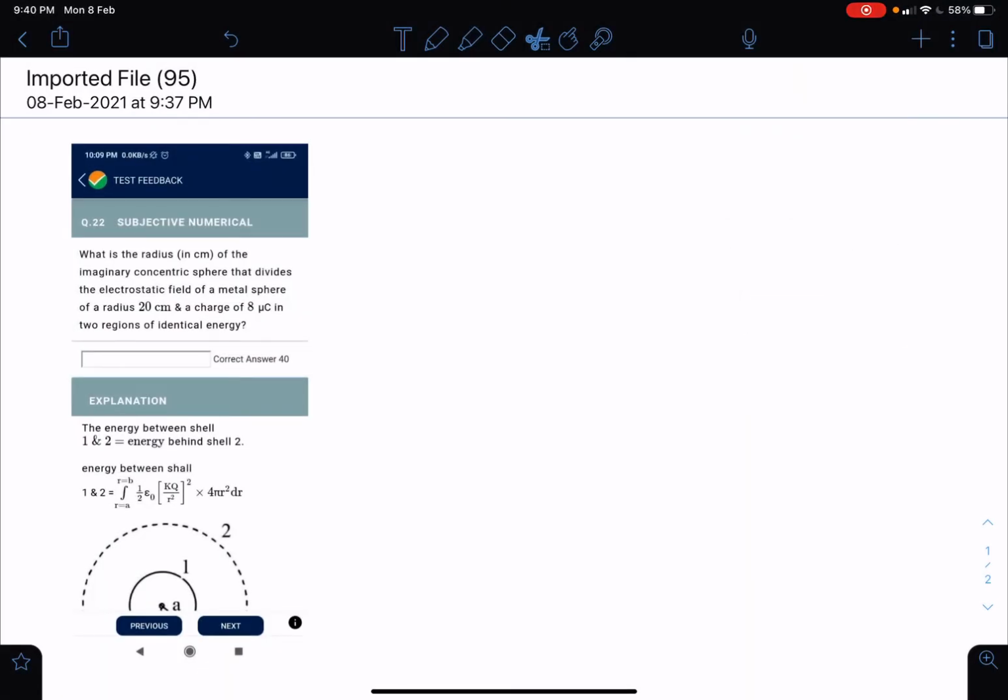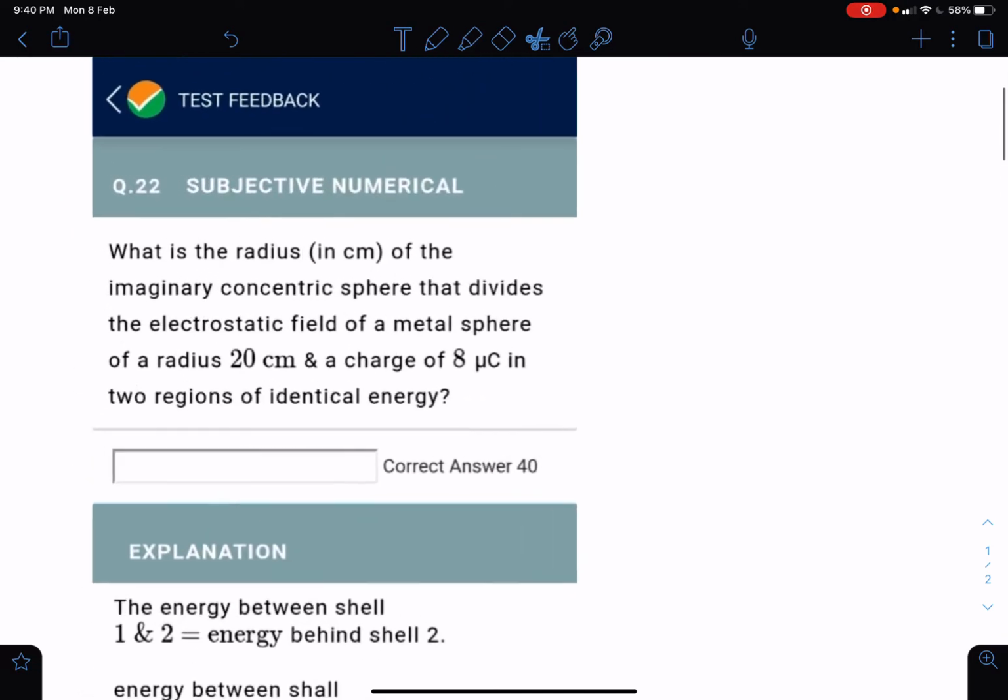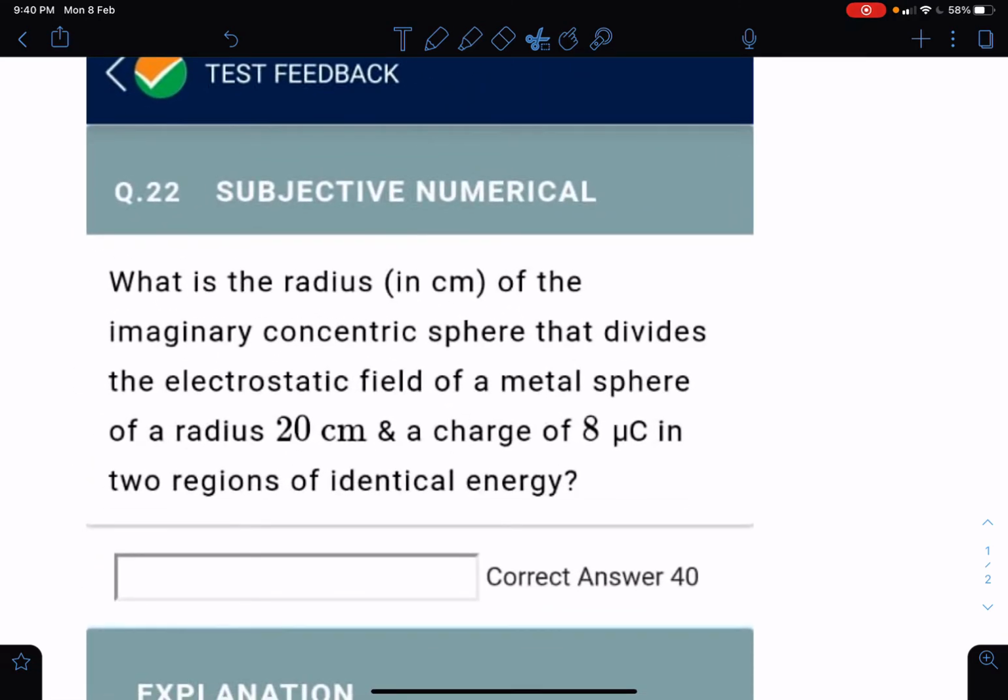Okay, this is a question from an NTA mock test. You can read the question here: What is the radius of the imaginary concentric sphere that divides the electrostatic field of a metal sphere into two regions of identical energy? So first of all, the funda is that there is a metallic sphere, and the radius is given and charge is given.